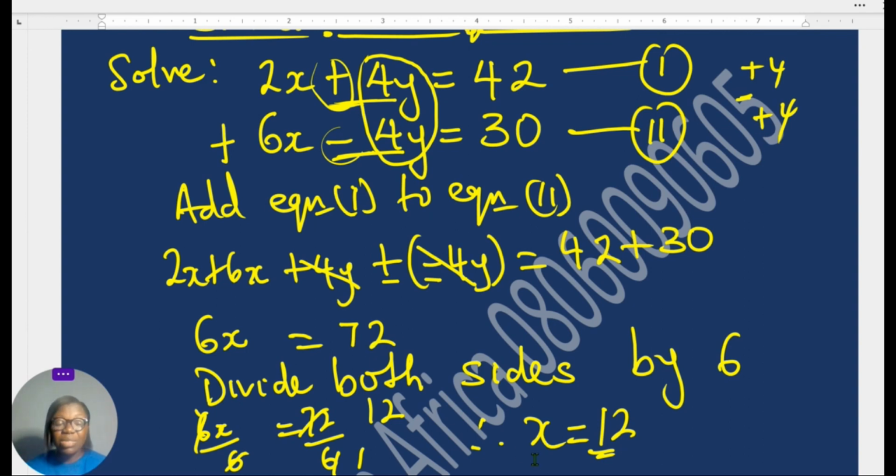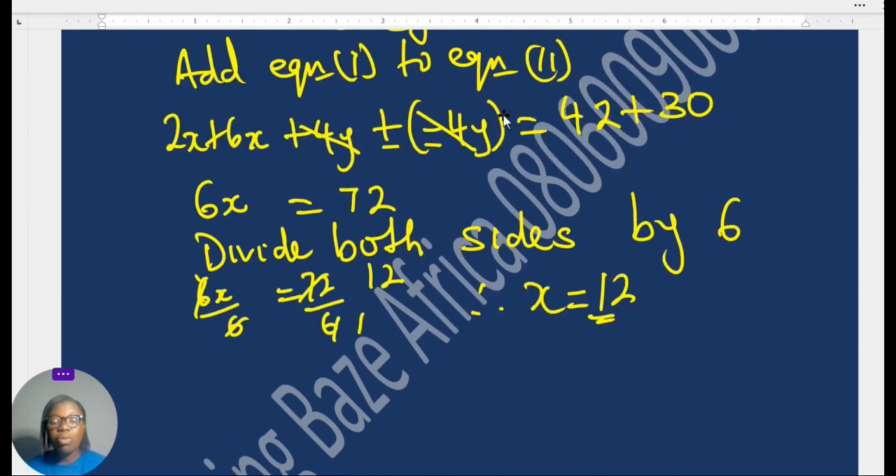Right now, the next thing we're going to do is substitute, because we've been able to find one of the variables. We now have 12 as the value of x. So the first operation can be elimination, and the second operation can be substitution. If you don't mind, you can still do elimination for the second one. Which of the equations can we use in substituting? You can use any one. For me, I'm going to use equation 1. So I substitute this value of x in equation 1, which means wherever I see x, I will replace it with 12. Let's pick equation 1, that's 2x plus 4y equals 42.